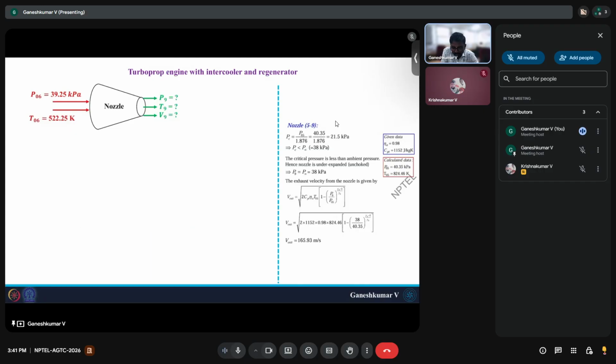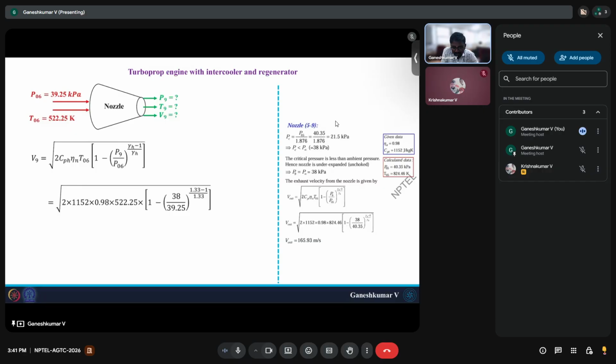And you can also find the temperature and velocity. So the main one here is velocity. You can find it to be 97.12 meters per second. Since you have extracted a lot of power, you have a lower velocity at the exit. In the nozzle, we calculated it to be around 165 in the lectures. But here, because of the intercooler and regenerator, temperature has reduced, and therefore your velocity at the exit also has reduced to 97.12 meters per second.